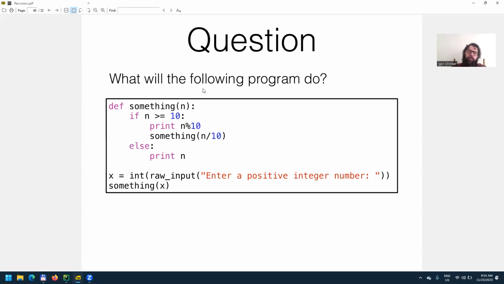Here's the question, what does this program do? Okay, how about we start it for a bit? So you enter a number n or number x, and you feed it into this function something. And here's what something does. If n is greater than or equal to 10, do something. We'll take care of it later. If n is between 0 and 9, just print n. Just print this one digit. Otherwise, remember, this means you divide and you only take the remainder. So this is basically printing the unit digit of the number. And then you apply recursion on n divided by 10.